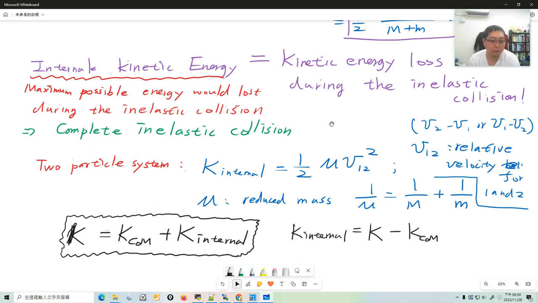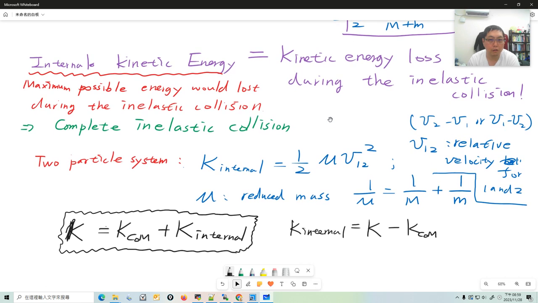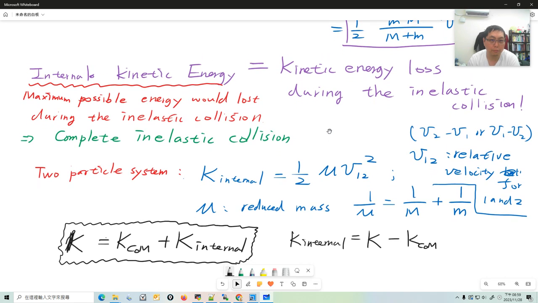Okay, so this is the final part for the collision section, and in it I used the concept called internal kinetic energy. The internal kinetic energy is the maximum possible energy you would lose during an inelastic collision. And the total kinetic energy of the system is equal to the internal kinetic energy plus the kinetic energy of the center of mass.